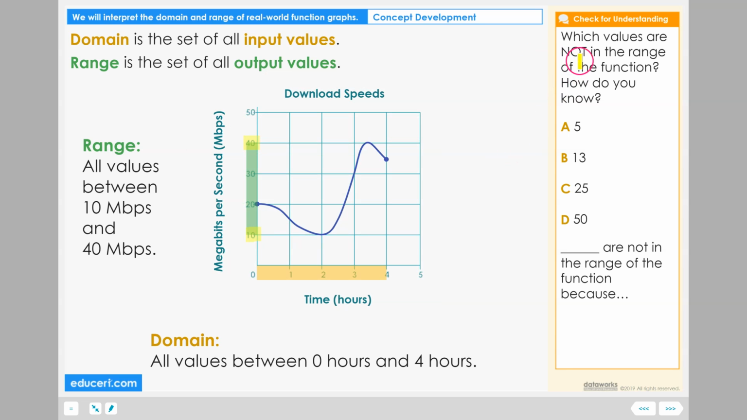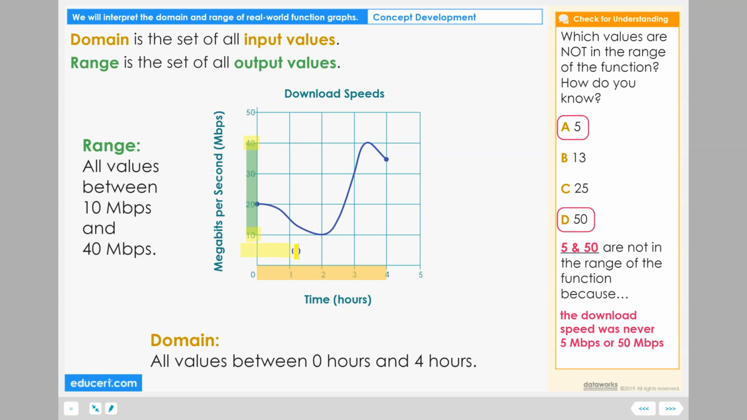Let's check for understanding. Which values are not in the range of the function? How do you know? 5 megabits per second, 13 megabits per second, 25 megabits per second, 50 megabits per second. Blank are not in the range of the function because 5 megabits per second and 50 megabits per second are not in the range of the function because the download speed was never 5 megabits per second or 50 megabits per second.